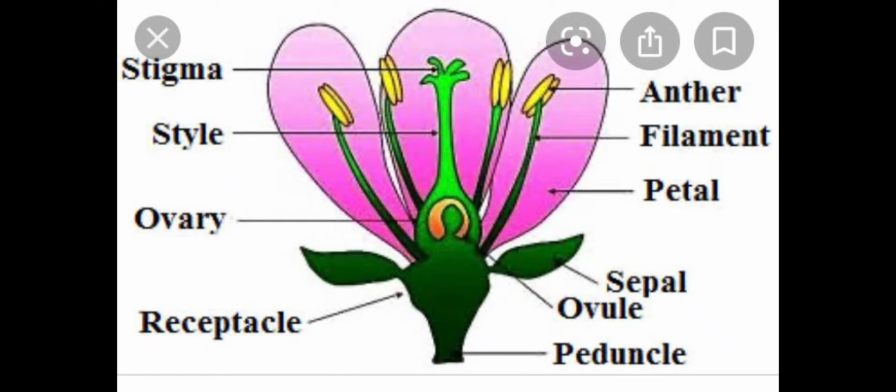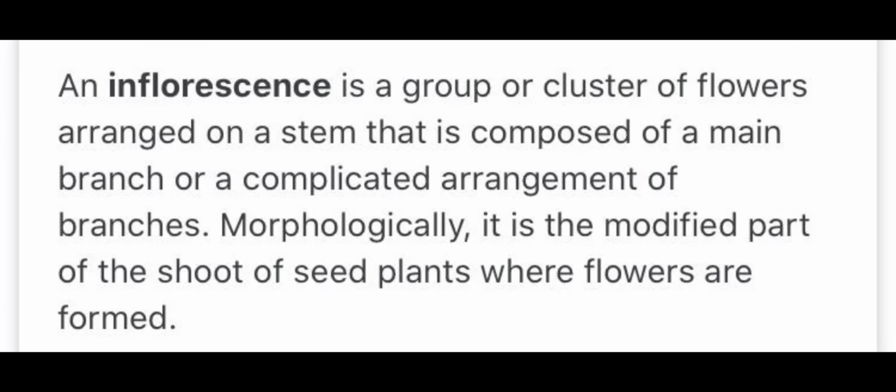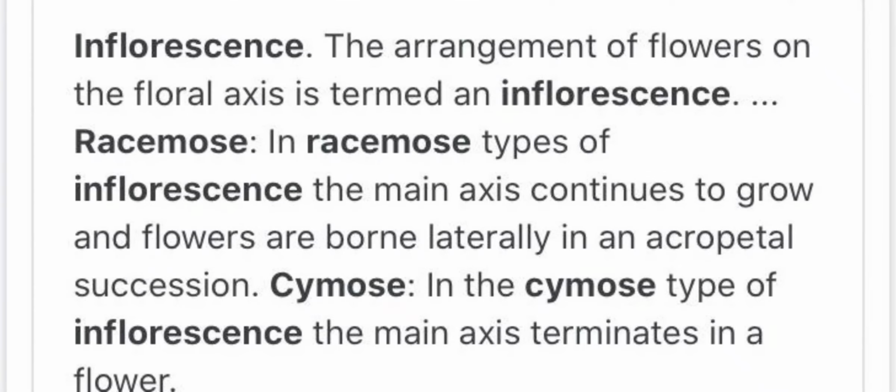Now let us see about the arrangement of flowers, or inflorescence. Inflorescence is basically the arrangement of the flowers on the stem or a branch. There are two types of inflorescence that we are going to learn here: racemose and cymose. In racemose type, the main axis continues to grow and flowers are borne laterally in an acropetal succession. Acropetal succession means older flowers at the base and younger flowers at the apex.